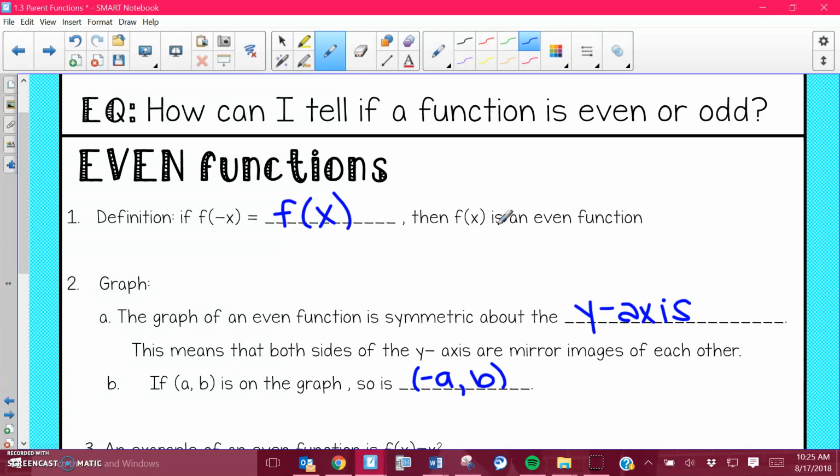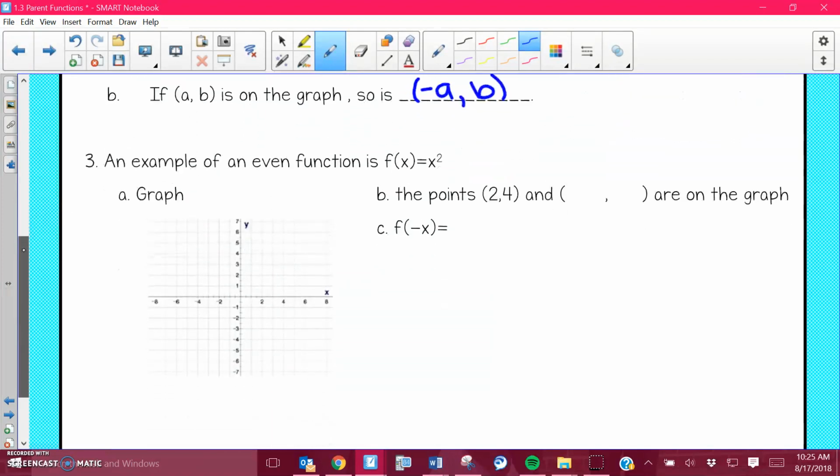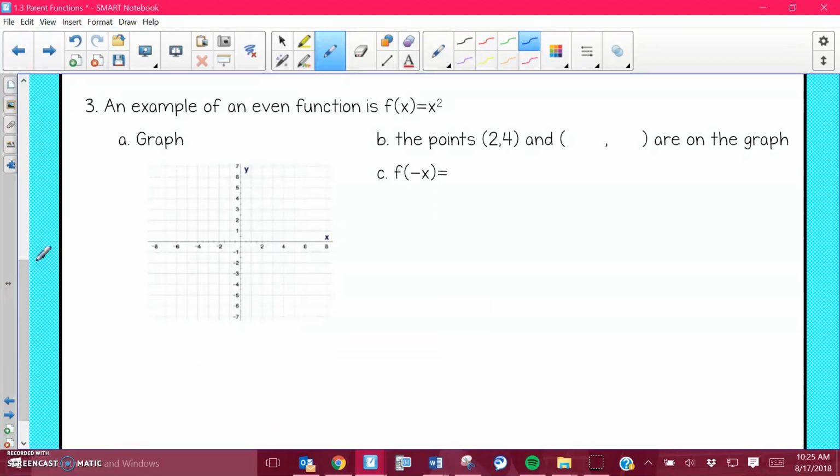Again, if you look at a picture of a graph and it's symmetric, you can fold it over the y-axis, that means that your function is even. An example of an even function is our favorite f of x equals x squared, that quadratic parent function. If I wanted to make a graph of that, and let's just say I had no idea what this graph was, I can always plug in points. If I plugged in x is 0, then 0 squared would get me 0. If I plug in x is 1, then 1 squared is 1. 2 squared is 4, and so on and so forth. So I could make that picture.